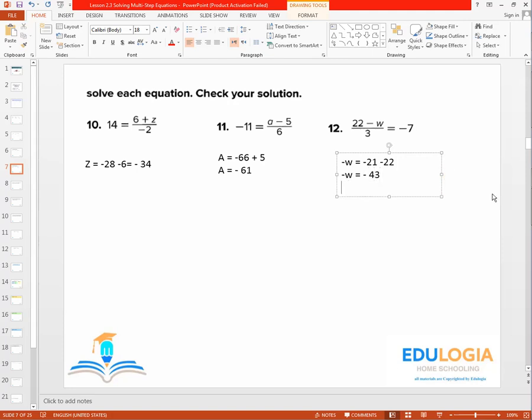Now, multiplying each side by negative 1 or dividing each side by negative 1, or simply we can say change the sign in both sides. Negative W, it's W now, and negative 43, it's 43. Just remove the negative left and right.